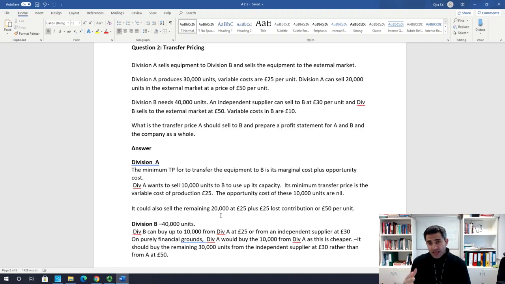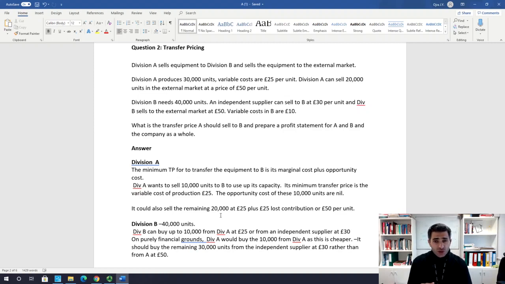They're able and capable to sell 20,000 units to the external market, which is absolutely fine. How about the remaining 10,000 units? There is, how can I say, no external market for them. So what do they need to do with it? Either they sell it to division B, or it's going to be left in the warehouse.